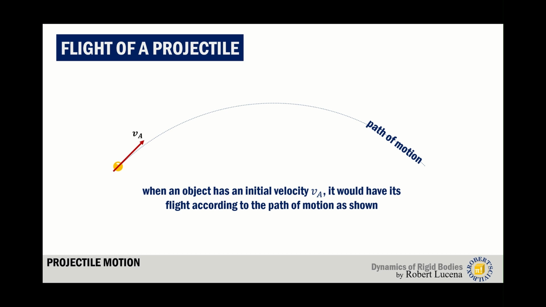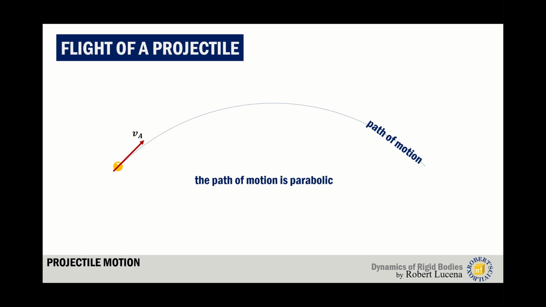Welcome to a lecture that is an application of general curvilinear motion. We will be discussing the flight of a particle in projectile motion. When an object has an initial velocity, VA, as shown in this figure, it would have its flight according to its path of motion. The path of motion created because of this initial velocity is actually parabolic.